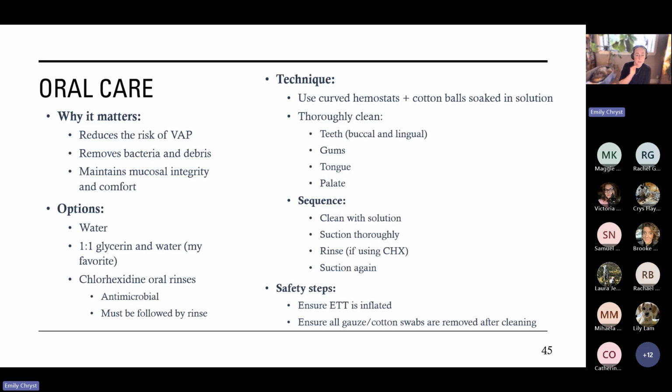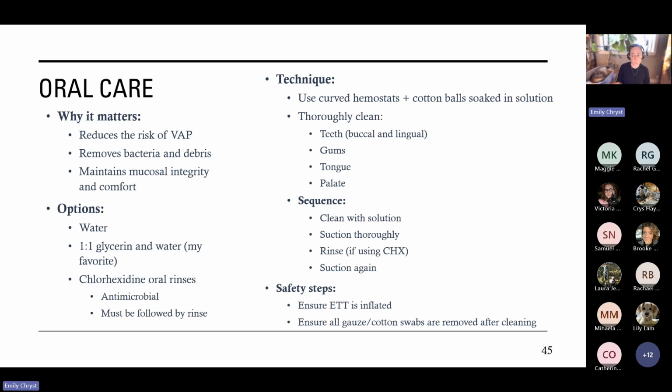So the teeth, like the buccal and lingual side, the gums, the tongue, the palate, all of it. Every time that cotton ball starts looking a little gross, we swap it out for another one and keep scrubbing until we get a clean cotton ball everywhere. Now, before we start, we want to make sure that the endotracheal tube cuff is inflated so that we don't have a bunch of fluid going down into the airway. And then after we're done, we're going to be suctioning all of that fluid out with a Yankauer.